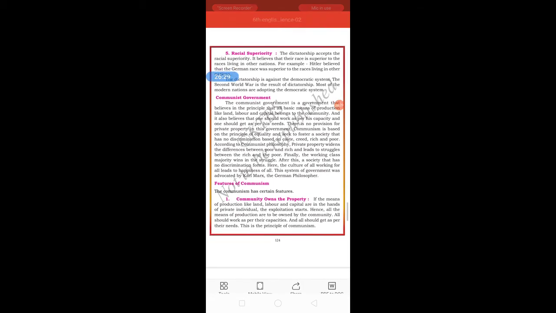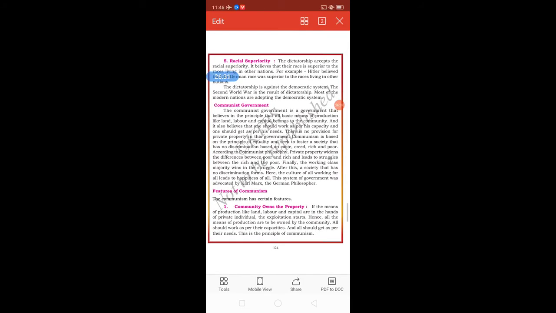It also believes that one should work as per his capacity and one should get as per his needs. So there is no provision for private property in this government. Communism is based on the principle of equality and seeks to foster a society that has no discrimination based on caste, creed, race, rich and poor, etc.